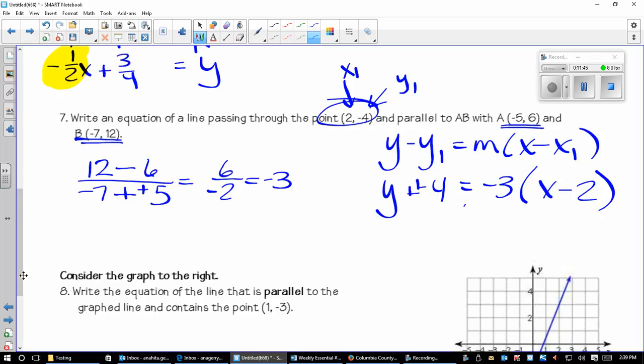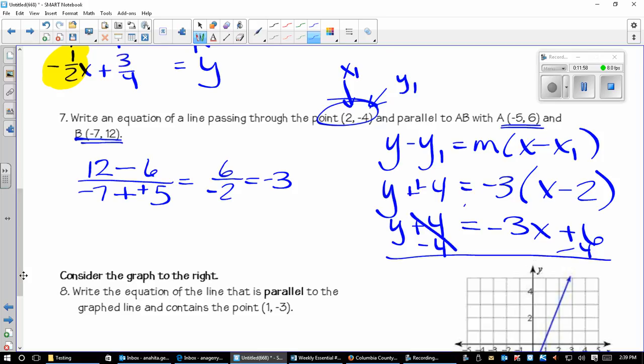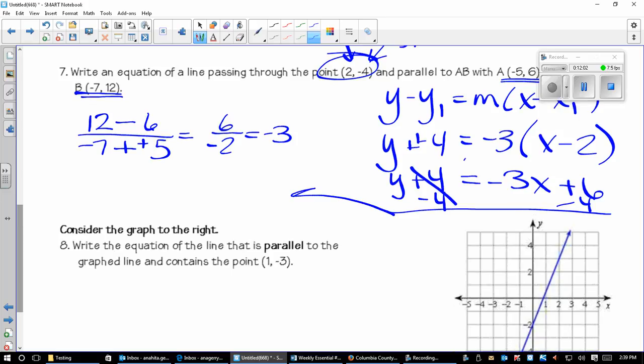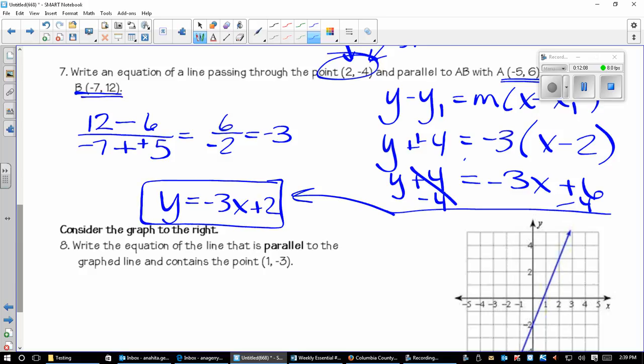All right, clean it up. Distribute that -3. -3 times a -2 is a positive 6. It's a commonly missed part, so be careful. And then subtract 4 because we are solving for y, y'all. And so I get from my answer, sorry, so messy, come over here with me, y equals -3x plus 2. Cool.